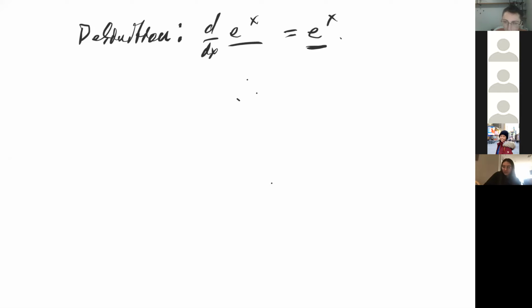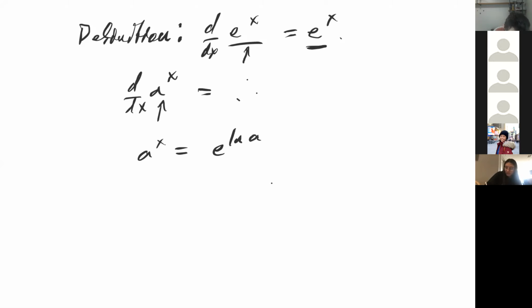Once we have the derivative of e to the x, what if we want to find the derivative of a to the x, where a is not equal to e? Well, there's one thing we can do. We can move from the derivative of e to the x to the derivative of a to the x by rewriting a to the x. So a to the x is equal to e to the ln a, all to the x.